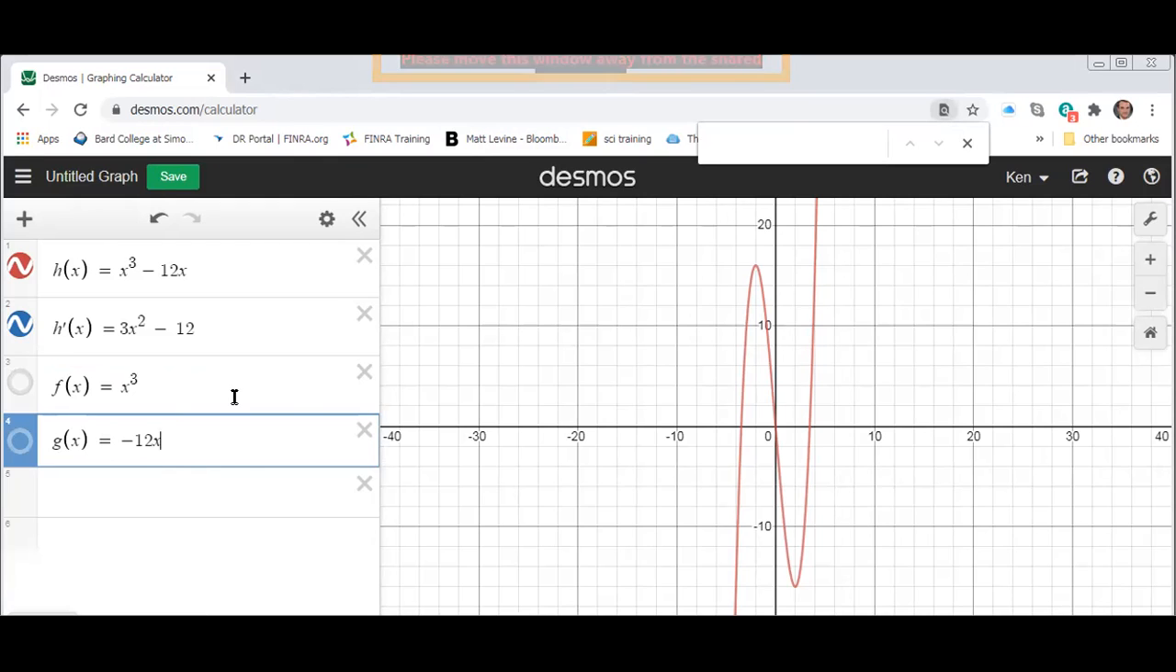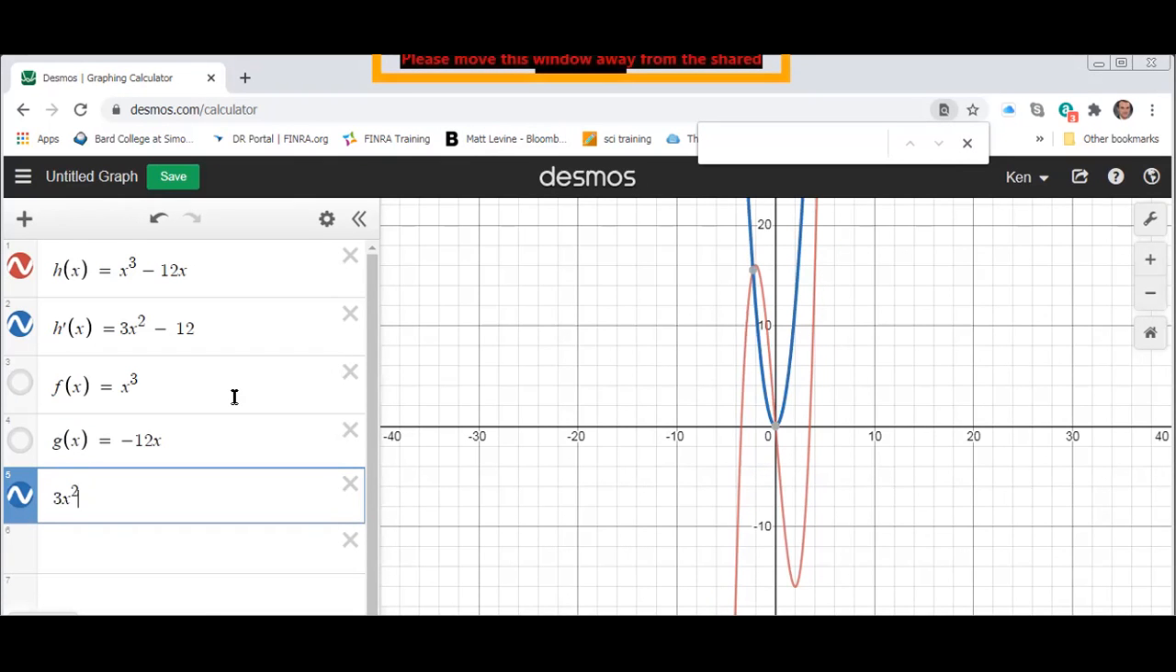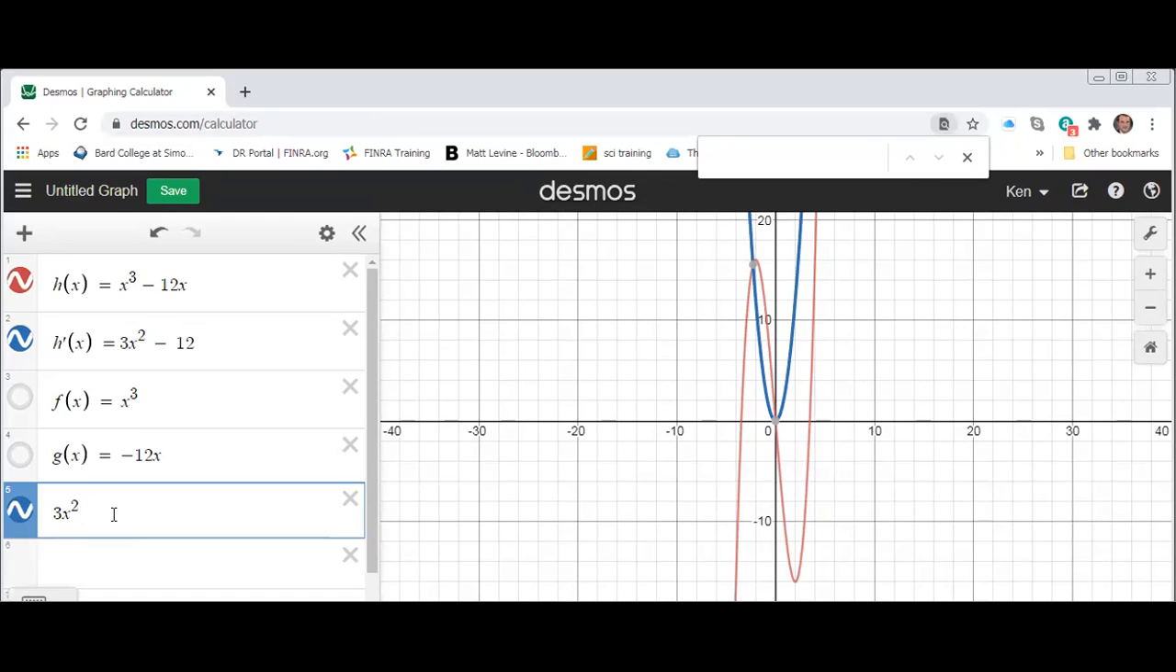You add them together to get h, and we know that h prime is 3x squared minus 12 because we calculated it, but I could also get it by first calculating the derivative of f of x, using the power rule and getting 3x squared, then calculating the derivative of g of x using maybe the constant multiple rule to pull out the constant negative 12. So this is going to be negative 12 times the derivative of x, but the derivative of x is equal to 1. And so this is also the derivative of h of x.